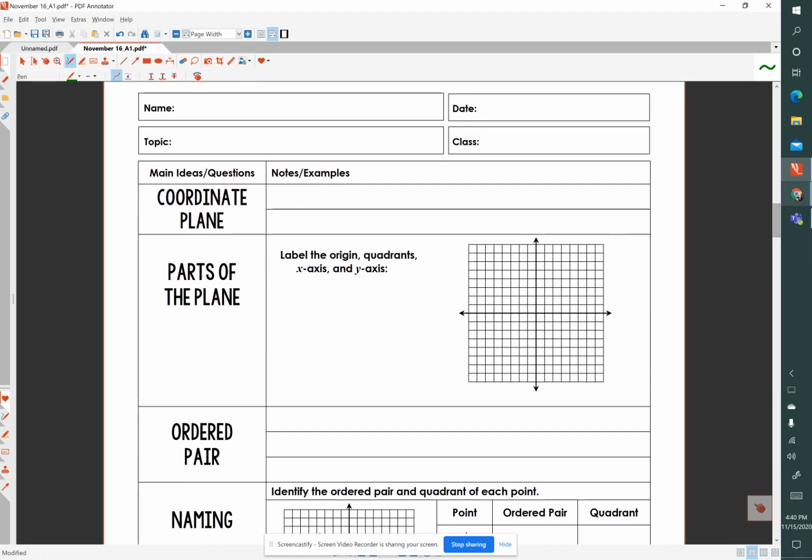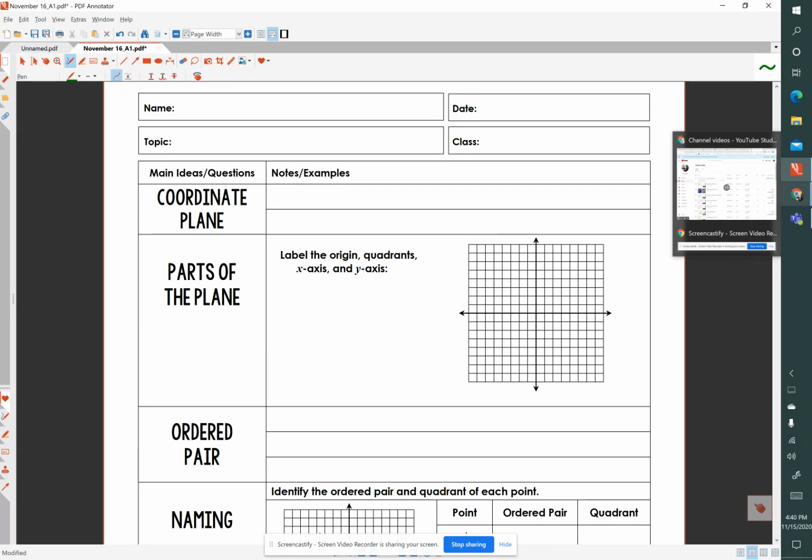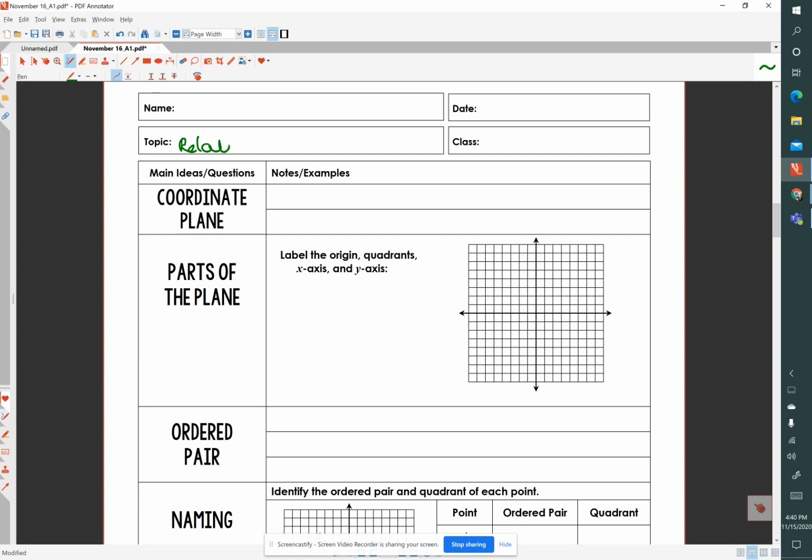Okay, so the topic is relations and functions. I like to write in cursive a little bit so that you do get some exposure to that. So we'll start with something very simple, the coordinate plane. The coordinate plane is a plane divided into 4 regions used for graphing.